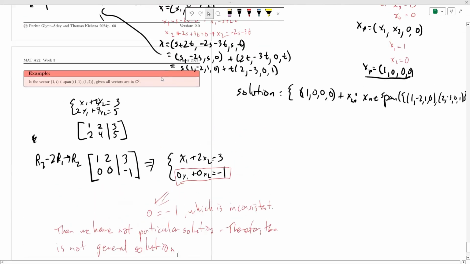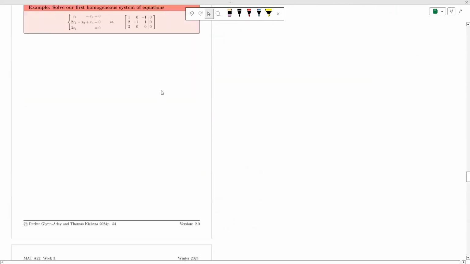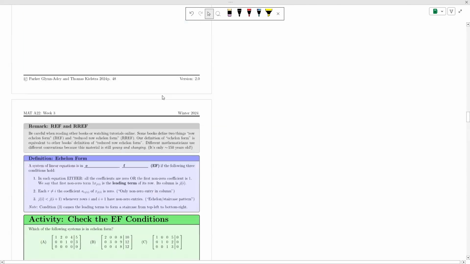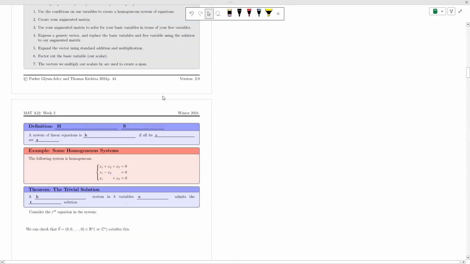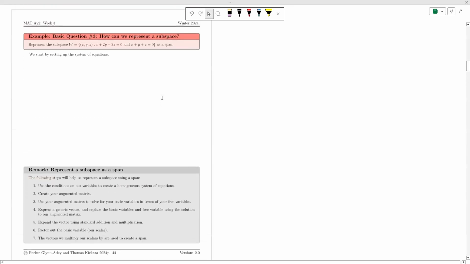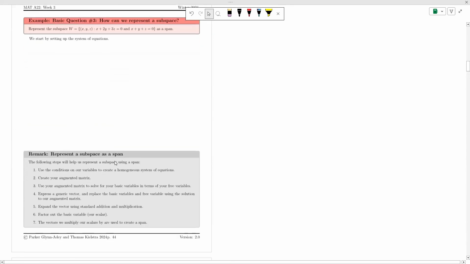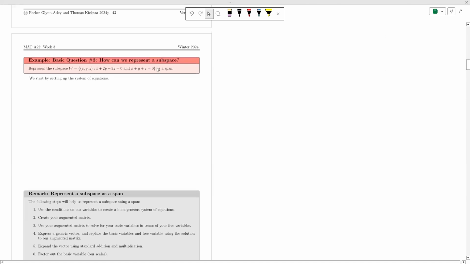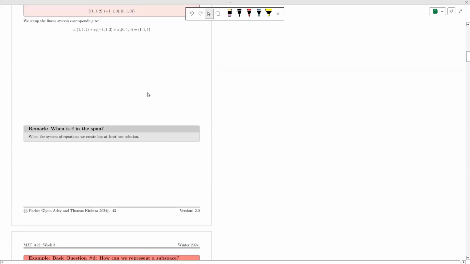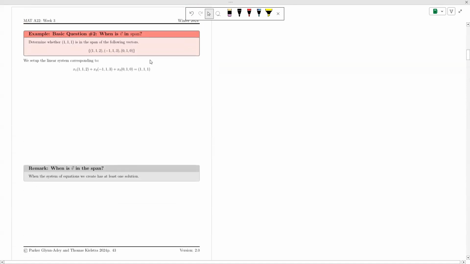But remember, we've got to answer questions. So if we scroll way back up, when we first defined our questions, we had our questions, and then we had how do we answer those questions? So how do we represent it as a span? What we do is we create that system of equations and look at the solution vectors as a span. But how do we check if a vector is in the span? We take this linear combination and ask, is there at least one solution?